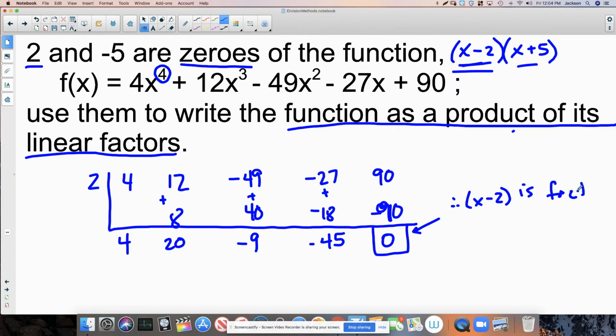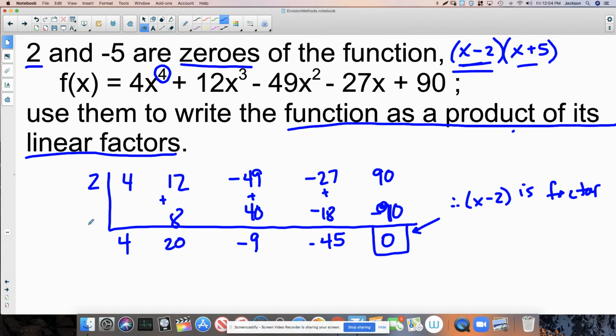Okay, now what do we do now? We know that -5 is a 0. Do we have to start this process all over again? No, we don't, and this is key. So you want to write this down. I'm not going to write this down, but you may want to. You can do synthetic division back to back.